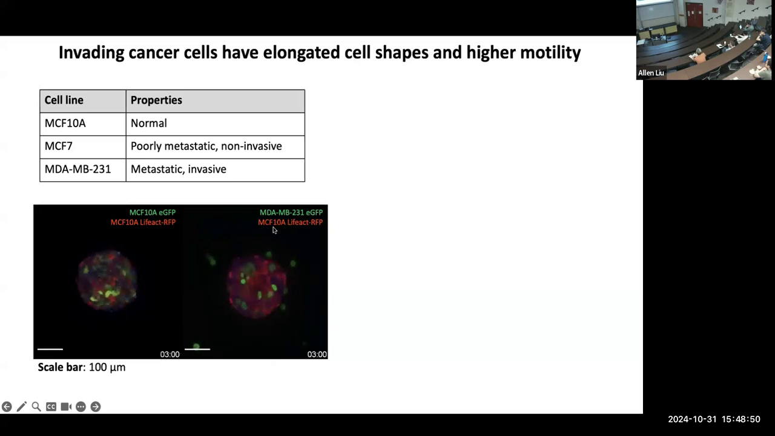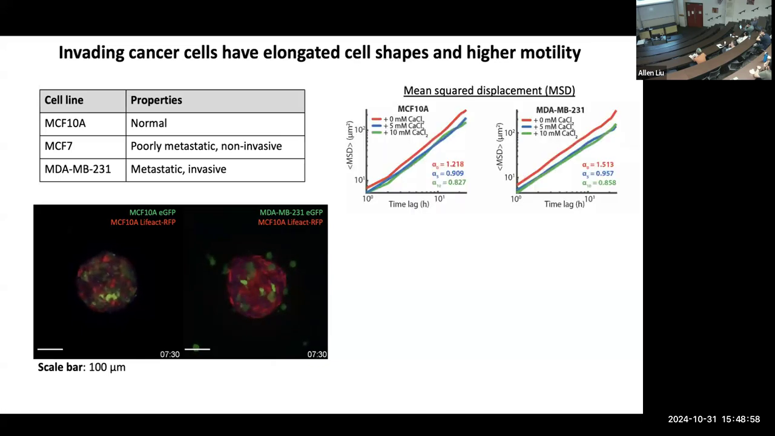Now, if you co-culture the 10A cells with the MDA231 cells, you can see the green cells are more migratory. They have greater movements, okay? So we can analyze this by looking at their mean square displacement as a function of the confinement stress. Then we can get the exponent out of this relationship. If it's 1, it's diffusive. If it's greater than 1, it's even more migratory. And this happens in the low calcium chloride condition compared to the high calcium chloride condition, where it's basically confined.